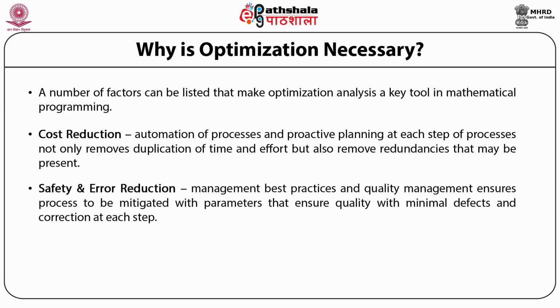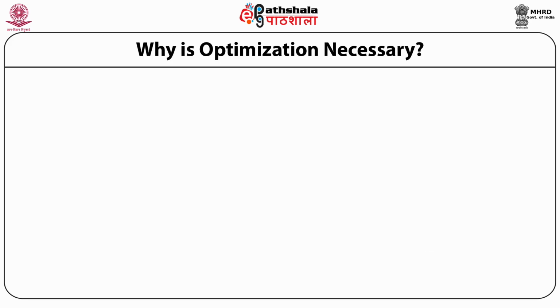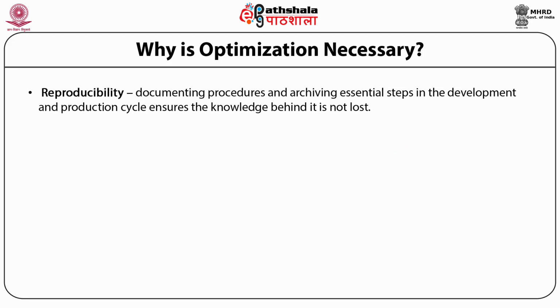Safety and error reduction. Management best practices and quality management ensure the process is controlled with parameters that ensure quality with minimal defects and correction at each step. This promises safety as per international standards and error reduction. Time efficiency. Removal of redundancies and effective planning is an essential step in better management of time. Reproducibility. Documenting procedures and archiving essential steps in the development and production cycle ensures the knowledge behind is not lost.